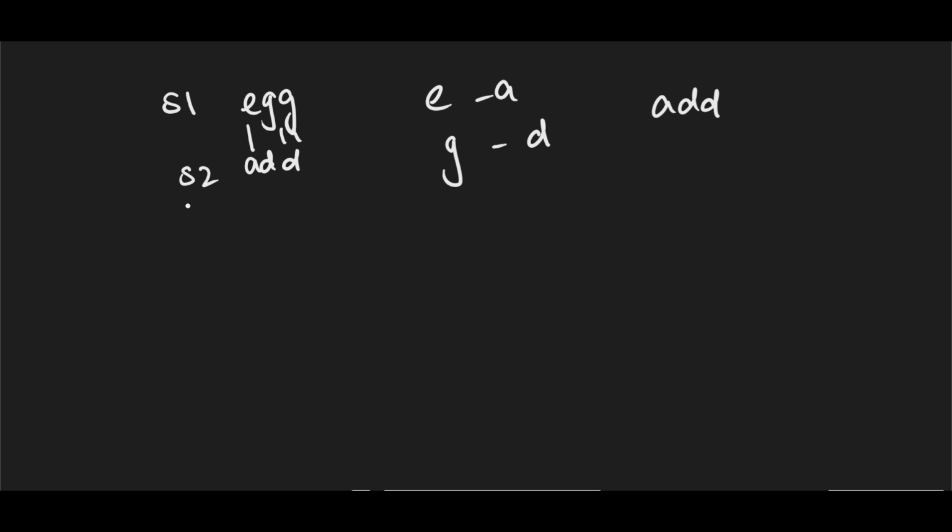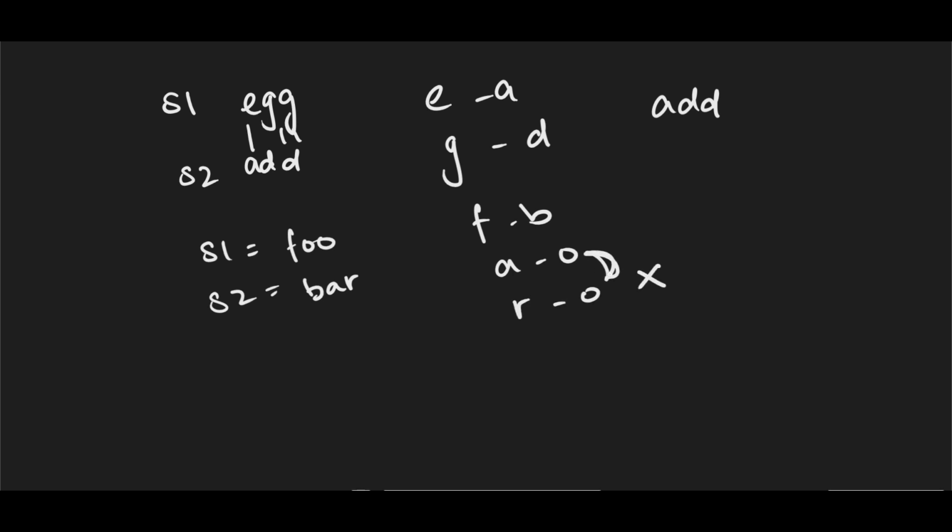Now let's take another example, S1 being FOO and S2 being BAR. If we match F to B, O to A, and again we can't match O to R because there will be a conflict, and one letter cannot be mapped to two different letters, so it is not isomorphic.